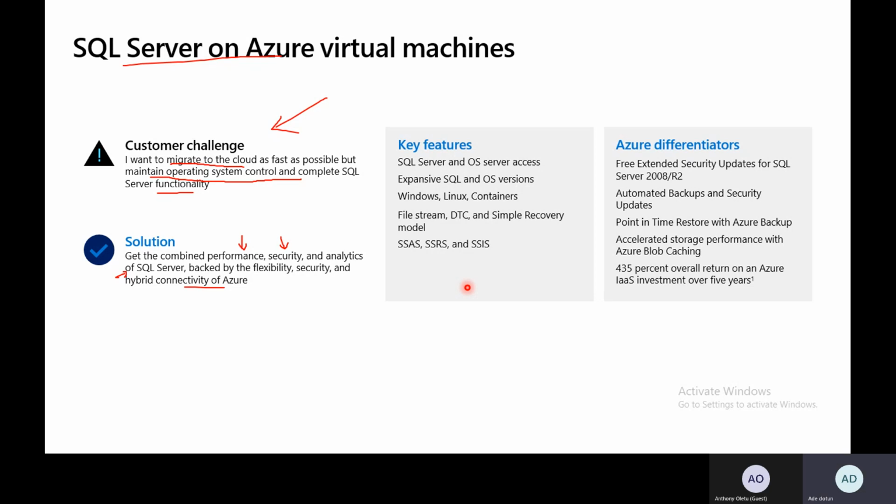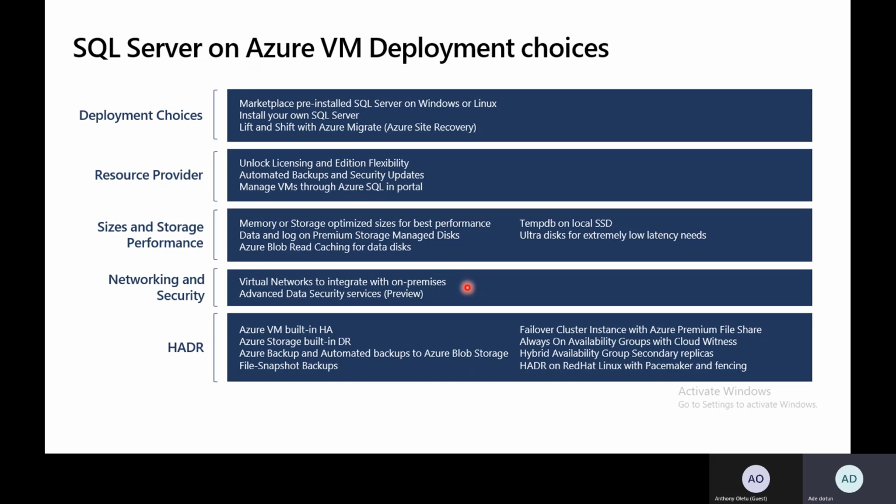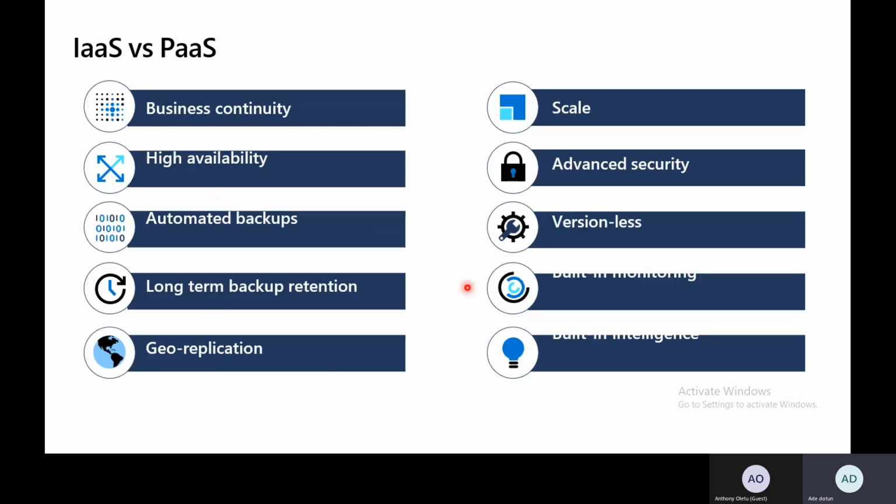So key features: SQL Server on OS, expansive SQL and OS version support. You can get this on Windows, you can get it on Linux, you can even come with containers. Okay, file streaming. So SQL Server on Azure VM deployment. All right. So deployment choices: resource provider, sizes and storage performance, networking and security. This one doesn't really have much.